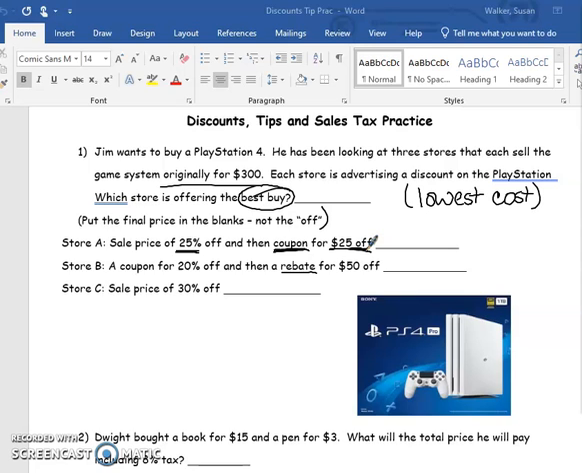Okay, so we have a game, and again, different stores do it different ways. We're always going to do our discount and then our off. Okay, so we have a game system for $300. Let's try again. $300, it's 25% off. So remember, we change our percents to a decimal and multiply. Okay? So 0.25, so I'm going to multiply.